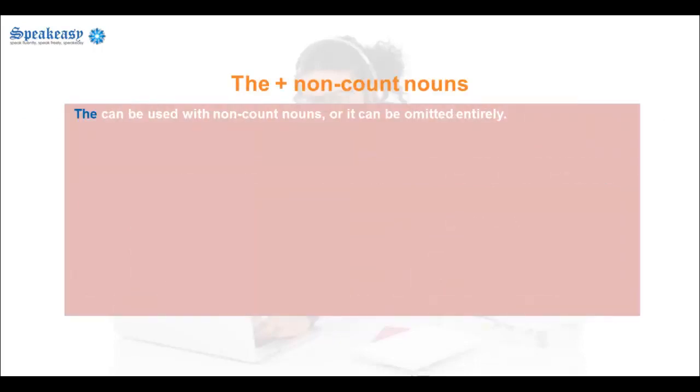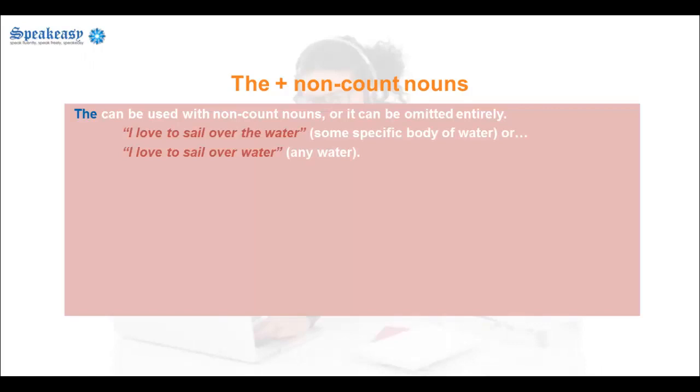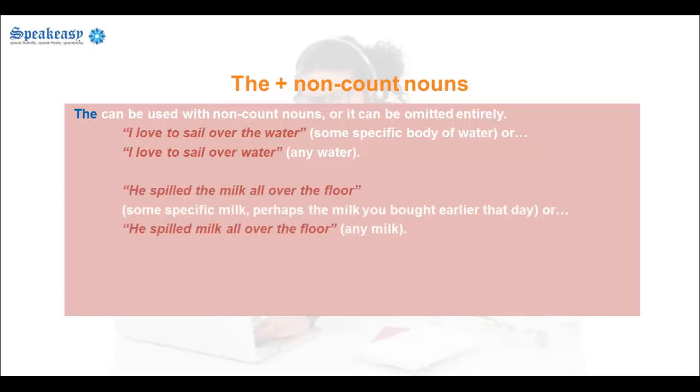The can be used with non-count nouns, or it can be omitted entirely. I love to sail over the water, meaning some specific body of water. Or, I love to sail over water, meaning any water. He spilled the milk all over the floor. This is referring to some specific milk, perhaps the milk you bought earlier that day. Or you can say, he spilled milk all over the floor. Again, referring to any milk.